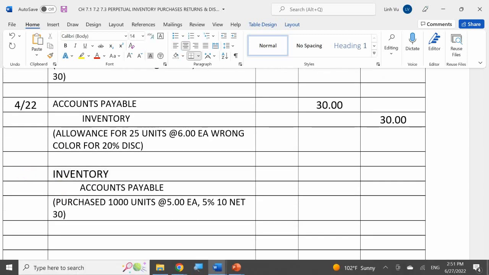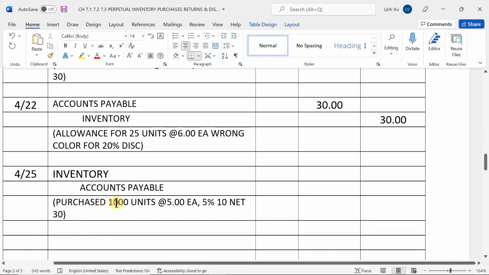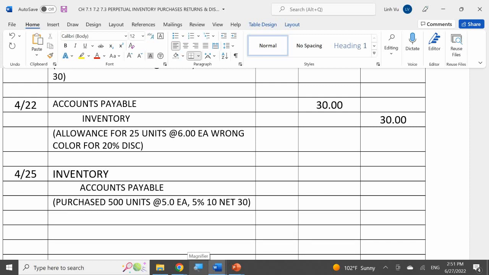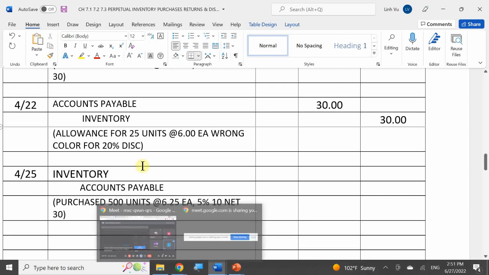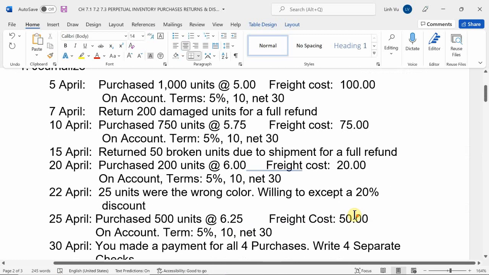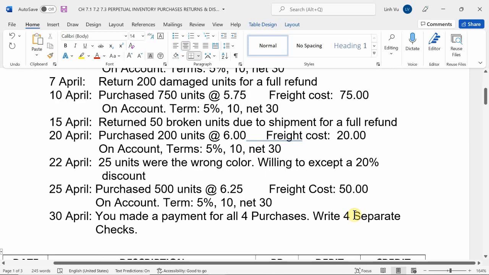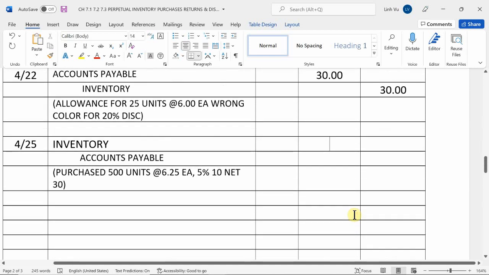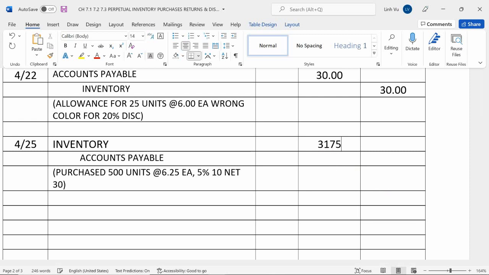So this is April 25th. We purchased 500 units at $6.25 each. So in this case, what's my total inventory with a freight of $50? $31.75. It'd be $31.25 plus $50 of freight, which gives you $31.75.